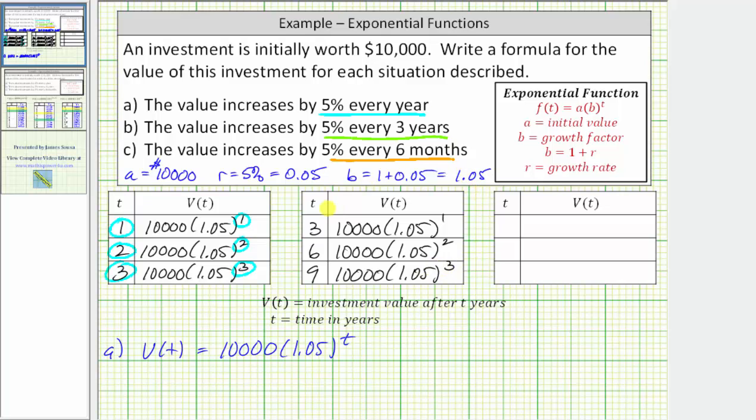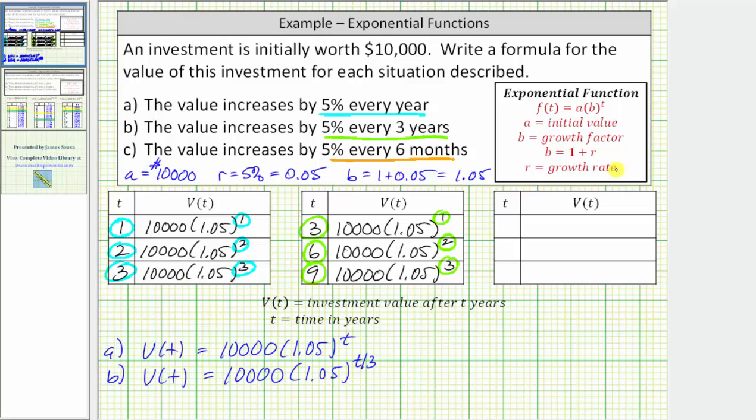To help us write the formula, let's compare the t values to the exponent values. When t is equal to 3, the exponent is 1. When t is equal to 6, the exponent is 2. And when t is equal to 9, the exponent is 3. Notice the value of the exponent is 1/3 times the value of t, or we can say the value of the exponent is t divided by 3. So for part B, we'd have v of t equals 10,000 times 1.05 raised to the power of t divided by 3, or 1/3 t.